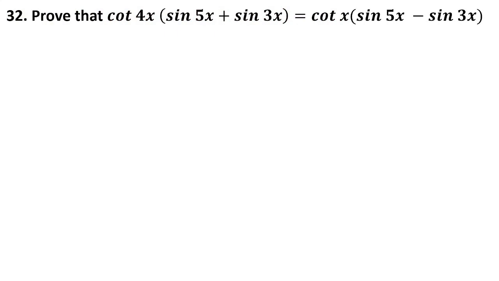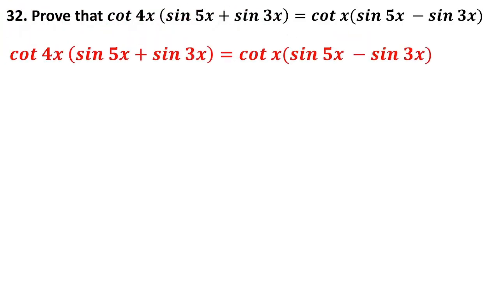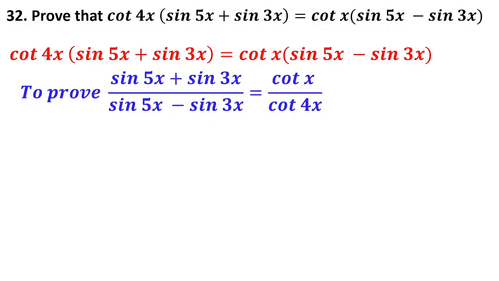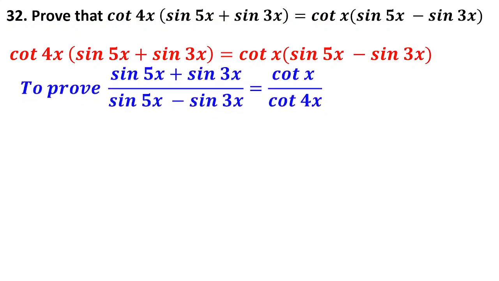Prove that cot 4x into (sin 5x plus sin 3x) is cot x into (sin 5x minus sin 3x). If you want to start the problem, you have to start like this, so that it will be easy. And I am checking out what is (sin 5x plus sin 3x) by (sin 5x minus sin 3x). It is coming on the right hand side as cot x by cot 4x. They have simply cross multiplied and given you the expression.